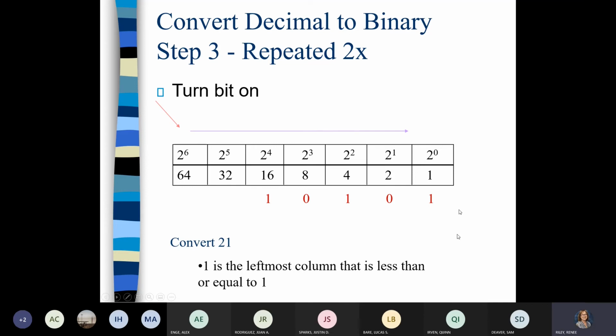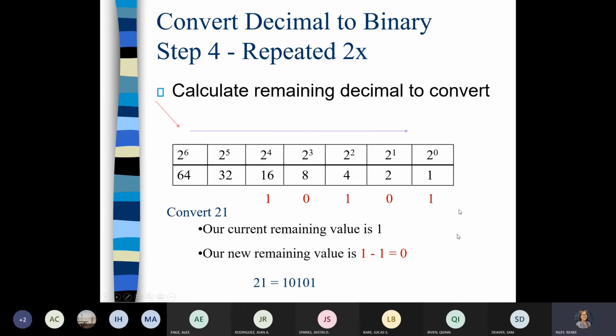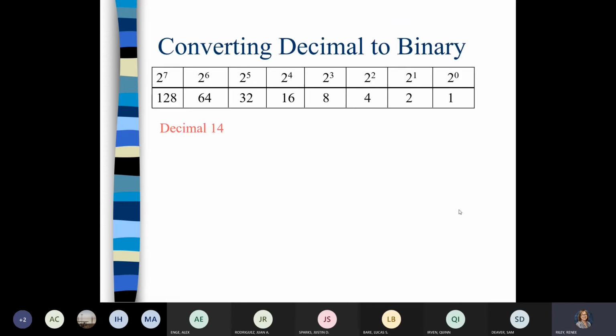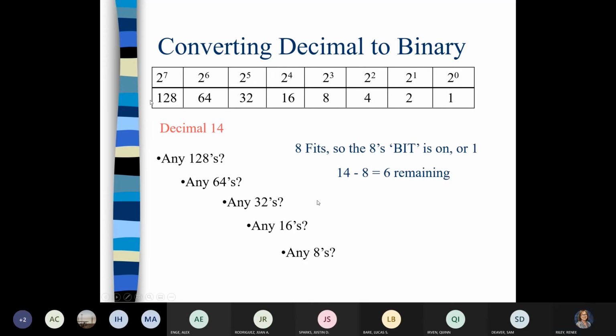Let's do another one of those. There are lots of ways to do this. This is not a super scientific way. That's like the easy way. So here I have the decimal number 14. What's the highest digit that would fit into 14? My 8. So I'll turn on my 8-bit. That leaves me 6 left to convert.